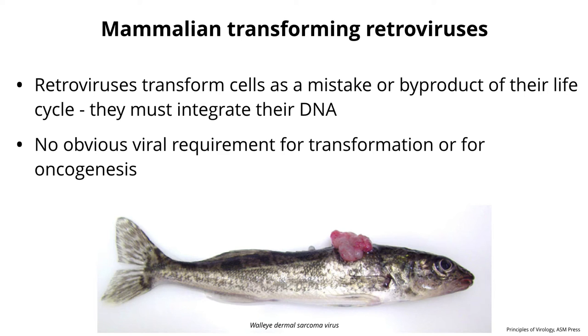So this is a mistake that we have studied for many years, and it's been very informative. But it is absolutely unnecessary. There are no obvious requirements for transformation or oncogenesis, which is a downstream event, or I should say a consequence of transformation. Now, there's one example. There's one exception. And every year I used to say transformation is not needed for any retrovirus.